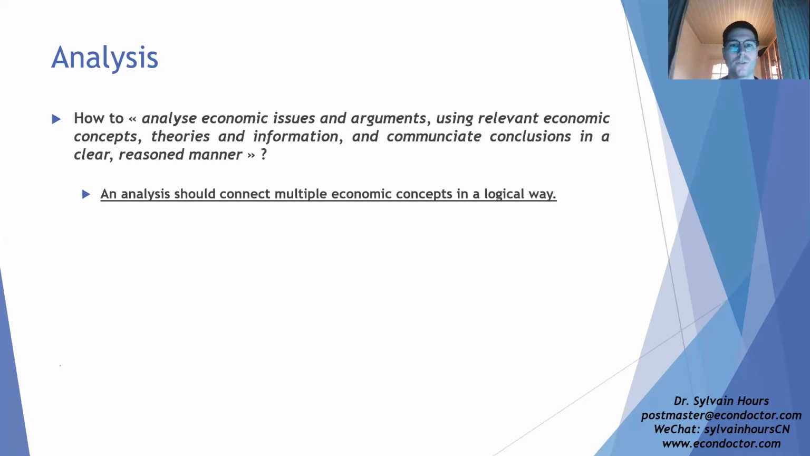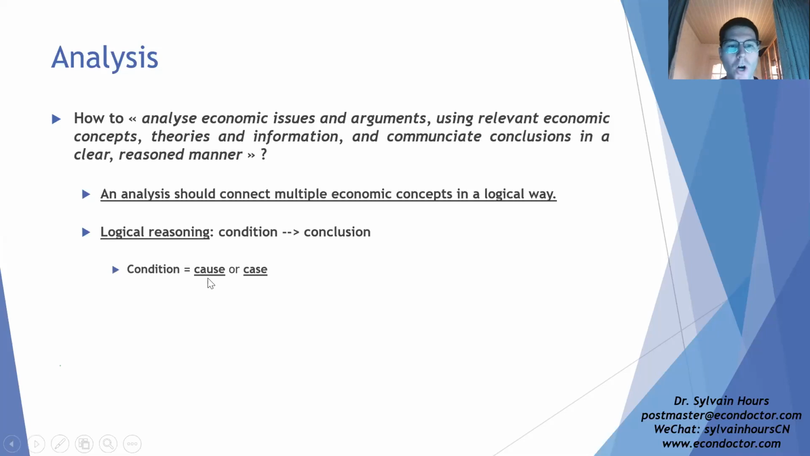So what is a logical connection? A logical connection is simply a relationship between a condition and a conclusion. If blah, blah, blah, then blah, blah, blah. In the case of so and so, then the conclusion. A condition is a cause or a case. A cause could be, let's say, the price of honey rises. This could be a cause, a change. Or a case could be something like in the case of a public good. This is not really a cause itself, it's more like a situation. You have different situations, and depending on the situation, there might be several different consequences or effects. That's what I call a condition, which usually starts with if, when, or in the case of.